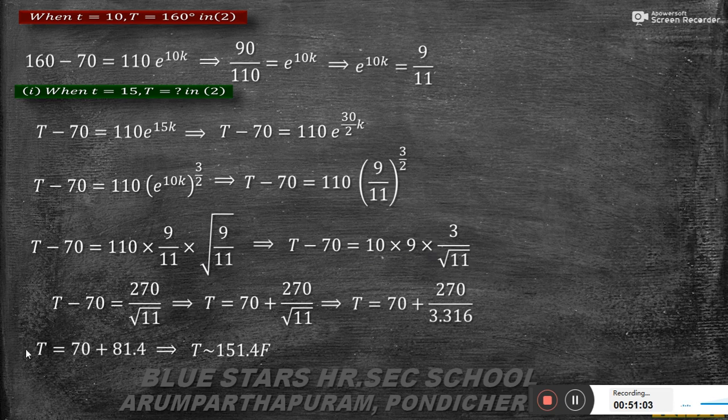So the next step, T minus 70 equal to, that means here 9 3s are 27, 27 into 10, 270. 270 by root 11. So the next step, capital T equal to, this minus 70 I add and write on the right hand side. So 70 plus 270 by root 11. The root 11 value is 3.316. So therefore capital T equal to 70 plus 270 by 3.316, value is 81.4.